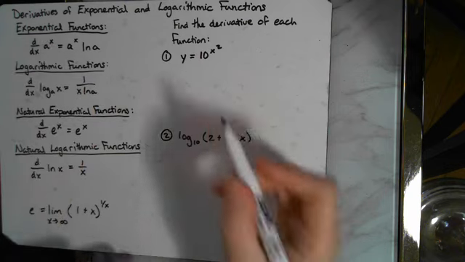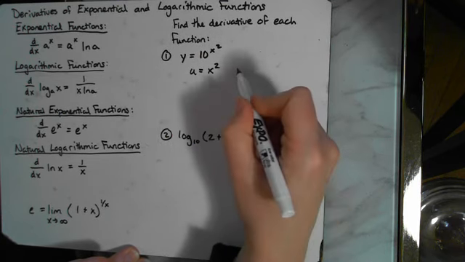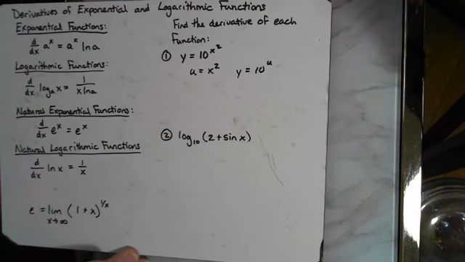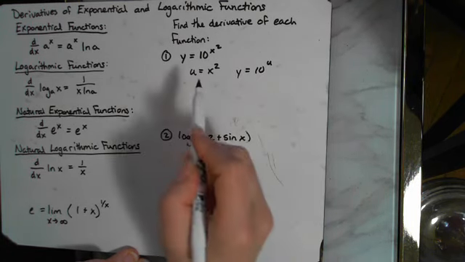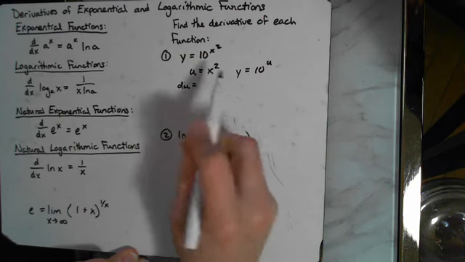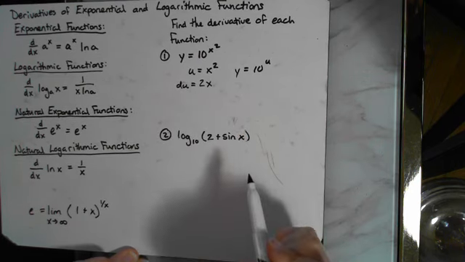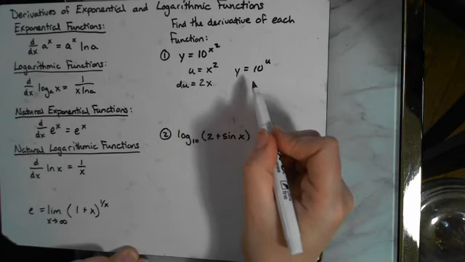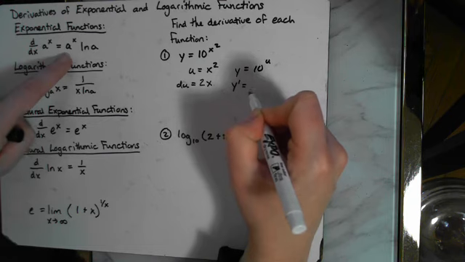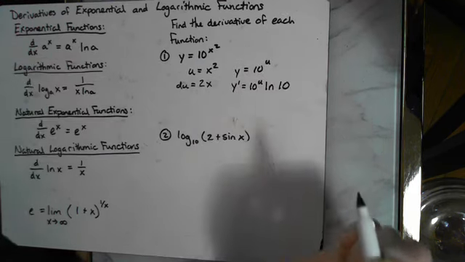So to use the chain rule, I'm going to let u equal x squared, and I'm going to rewrite my function as 10 to the u. Then I'll do the derivative of both of these. Here I'm going to use the power rule, so the derivative of u is going to be, I'll bring the 2 to the front and go down 1 on my power. Over here, I'm going to apply the formula that we had earlier. So I keep the 10 to the u, and then it's times the natural log of 10.